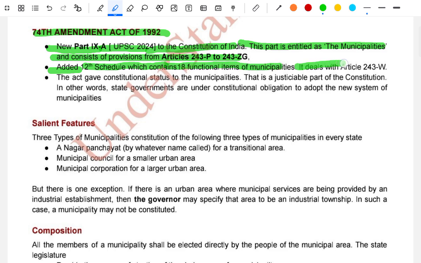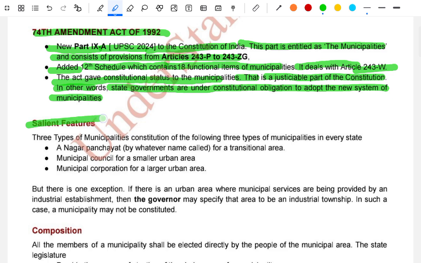It deals with Article 243W. The Act gave constitutional status to municipalities. That is, it is a justiciable part of the Constitution. In other words, the state governments are under a constitutional obligation to adopt the new system of municipalities.